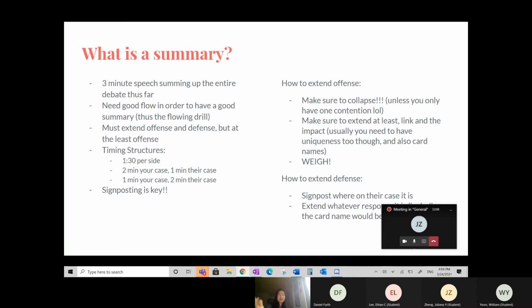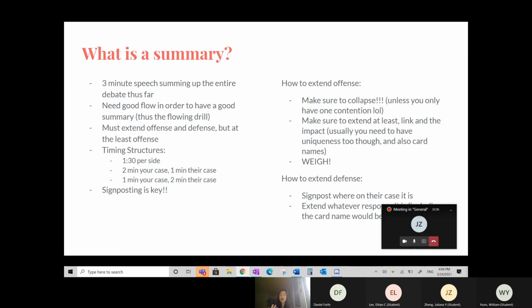So how do you extend offense, right? You have to make sure to collapse. We will talk about that later, but that just means choosing one or a couple of arguments to focus on. Because you might have three contentions and not have time, because you took four minutes to talk about them. Now you only have a three-minute summary, and you not only have to go over your case, but also their case. So that's why we generally want to pick one or two arguments to go for.